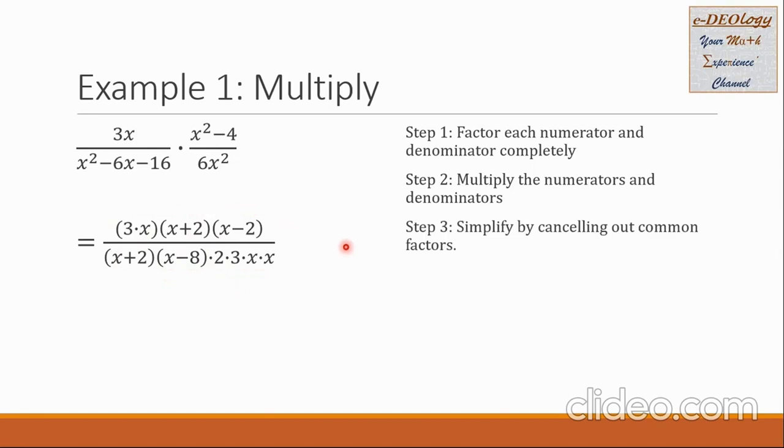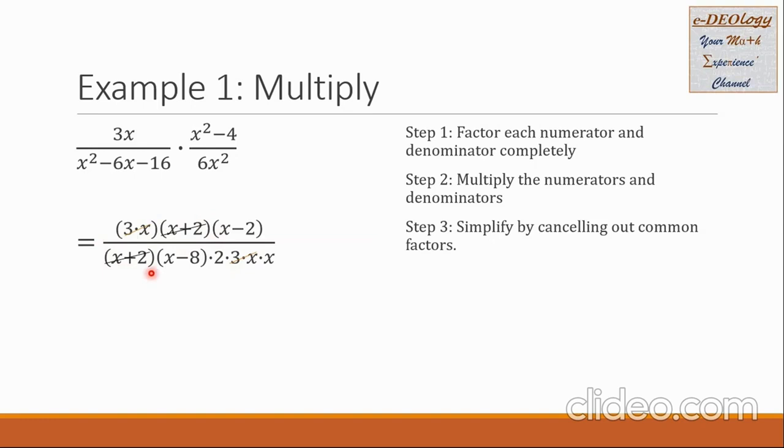And then step 3, we're going to simplify by cancelling out common factors. The 3 times x here, we can cancel out with this 3 times x here. The x plus 2, there is a counterpart of x plus 2 in the denominator, so we can cancel those terms. You see here, the 3 times x is cancelled with this, and the x plus 2 is also cancelled in both the numerator and in the denominator.